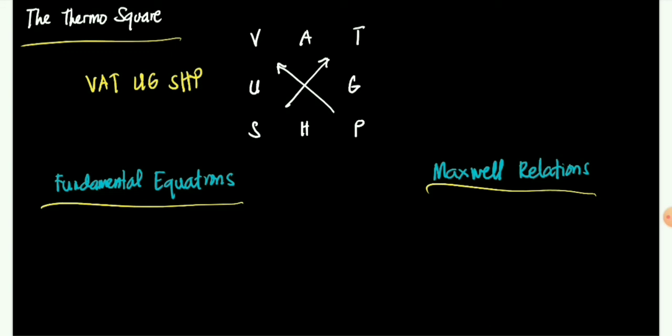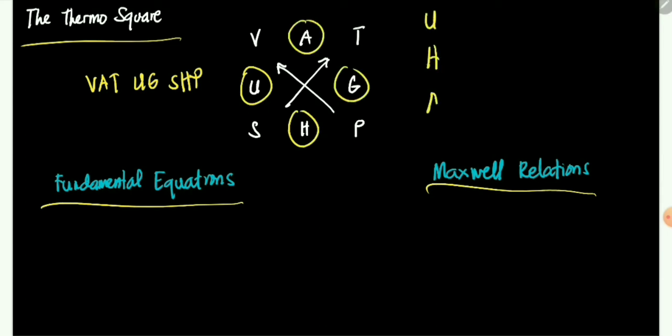So, alam natin na meron tayong apat na fundamental equations. So, these are U, H, G, and A. So, lagyan natin dito. Okay? So, yung mga katabi nila, for example, yung katabi ng U sa side na to ay yung S and V. Yun yung kanilang mga independent state variables. Okay? So, this is S and V. It means that U is a function of S and V. Pwede mo nang isulat yung U in terms of the total derivative with respect to S and V.